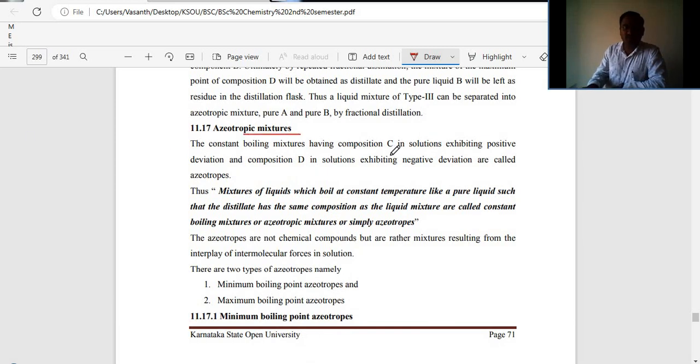Next, azeotropes. Azeotropes are mixtures of two liquids which boil at constant temperature like a pure liquid, such that the distillate has the same composition as the liquid mixture. They are called constant boiling mixtures or azeotropic mixtures. There are two types of azeotropic mixtures: minimum boiling point azeotropes and maximum boiling point azeotropes.